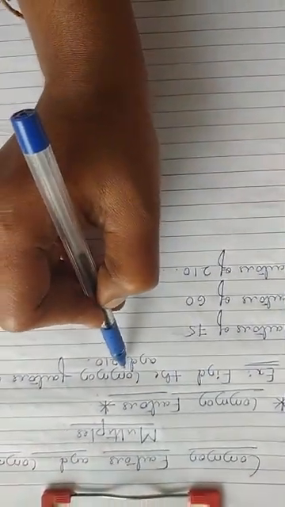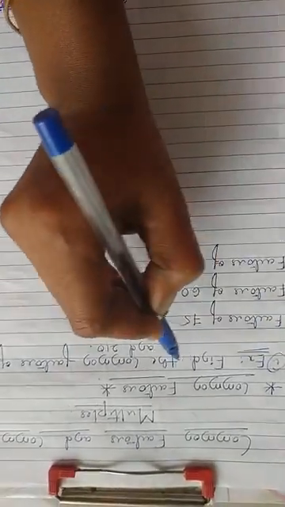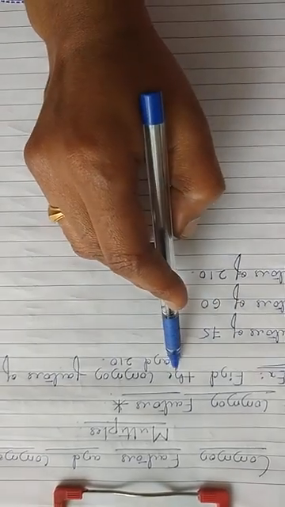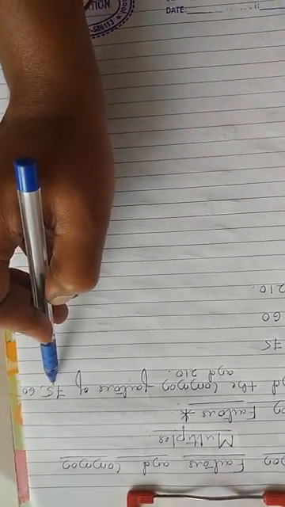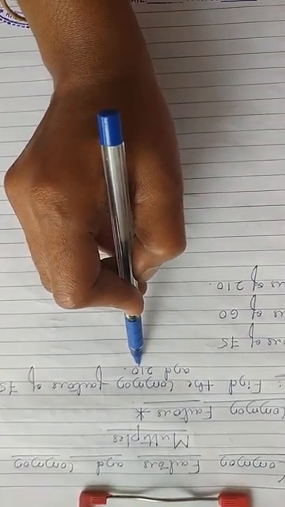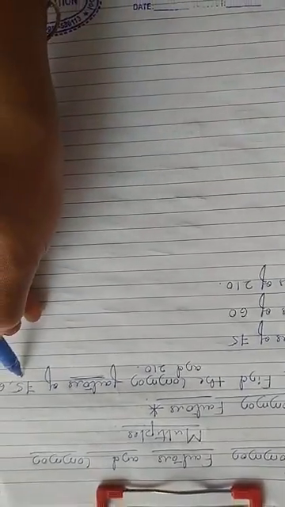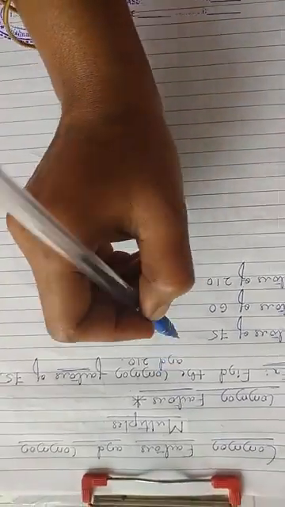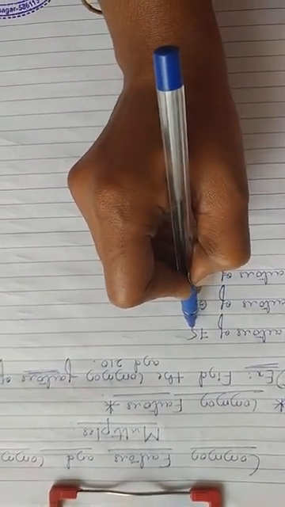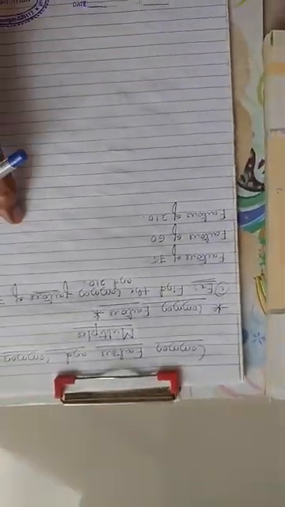Find the common factor. First, I will take one example. Find the common factors of 75, 60 and 210. First, we have to write the factors separately. First one, factors of 75.